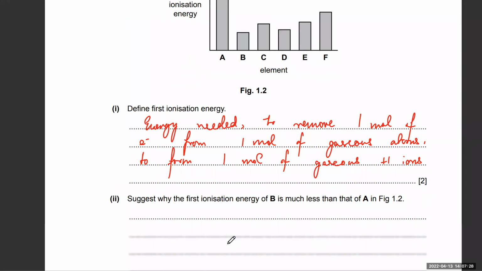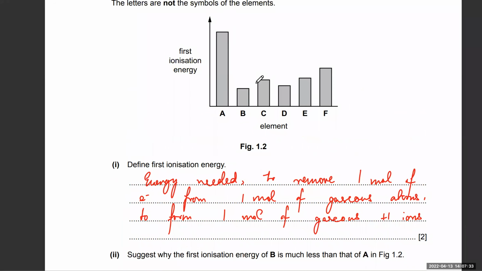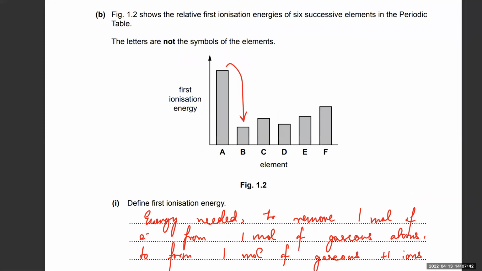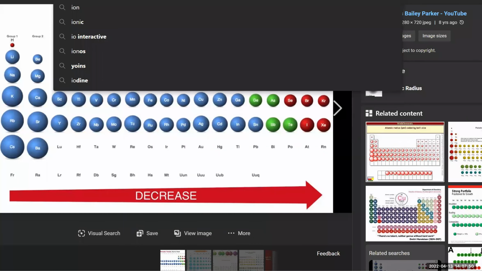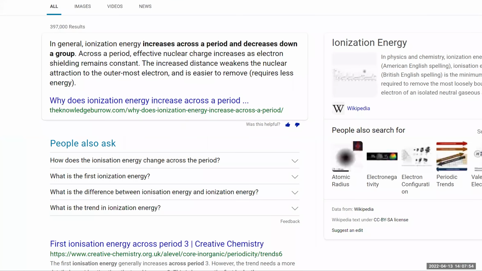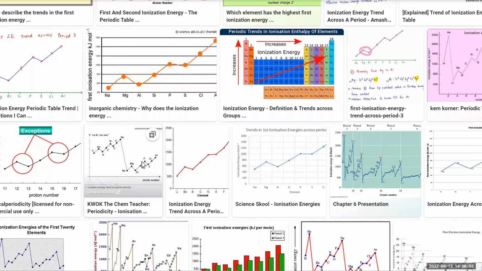Suggest why the first ionization energy of B is much less than that of A. So what is happening here? Why is there a huge decrease? Which graph is this? It shows 6 successive elements. If I just Google across the period, what happens to ionization energies? When does this large decrease come? Let's have a look at this one.